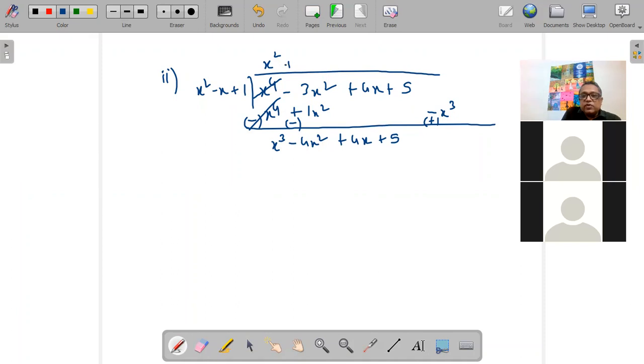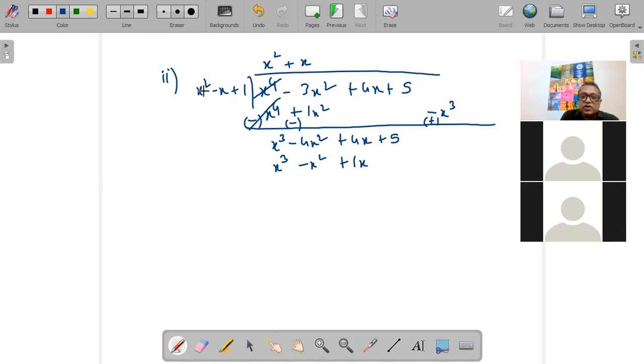Now x² will be multiplied by which term to get x³? You have to see this. x² will be multiplied by x only, 1x. x² into x is x³. Minus x into x, we will get minus x². 1 into x is 1x. So I have written 1x. You can simply write x also. It is the same thing, right? Either you write 1x or x, that's okay.